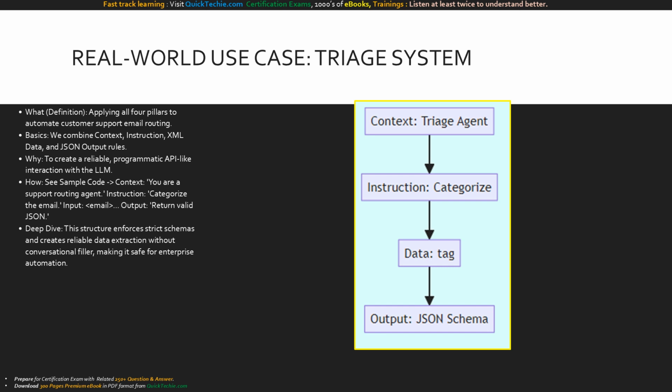This diagram maps our use case perfectly. We set the agent context, deliver the exact categorization instruction, feed in the XML tagged email data, and demand a JSON schema output. It is a flawless pipeline.